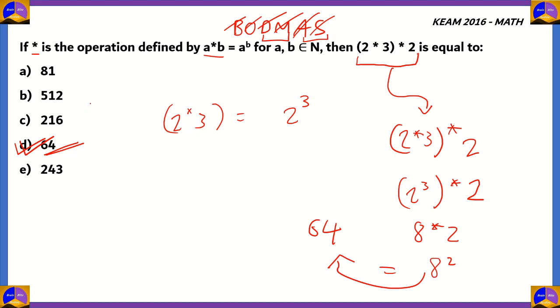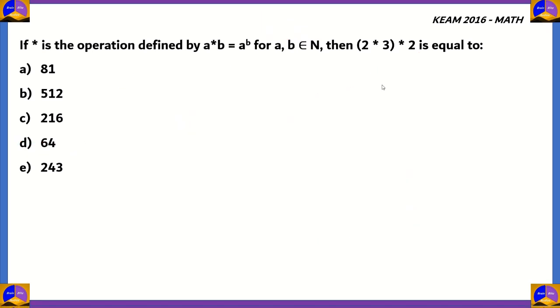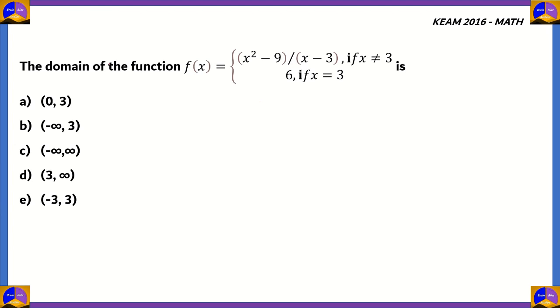Now that we know how we can solve this question, let's look at another example. The domain of the function f(x) equals (x squared minus 9) divided by (x minus 3) if x is not equal to 3, and 6 if x is equal to 3, is. So we need to find the domain of this function. The options are: open interval 0 to 3, open interval 0 to 3, open interval minus infinity to 3, open interval minus infinity to infinity, open interval 3 to infinity, open interval minus 3 to 3.